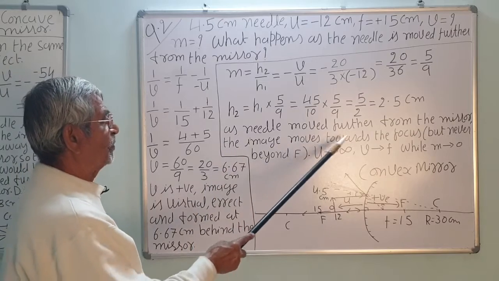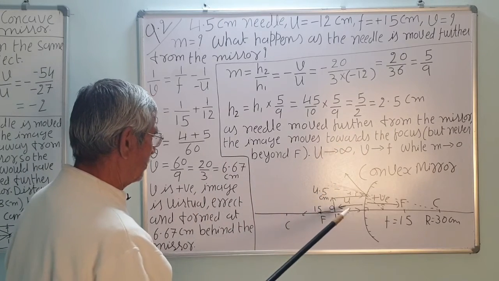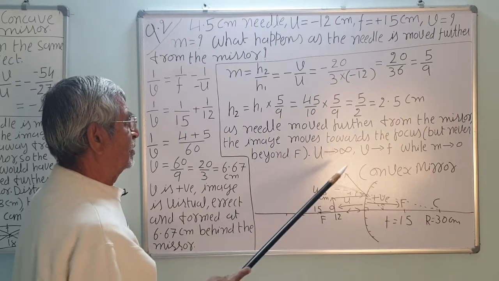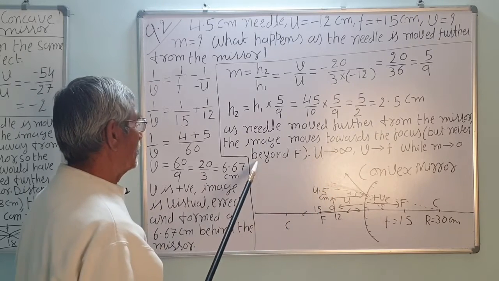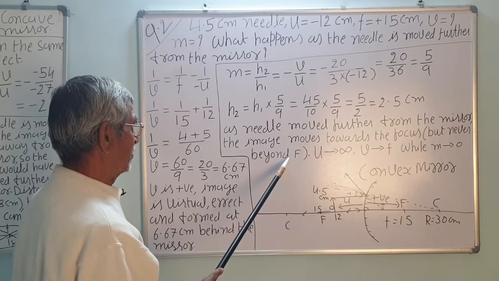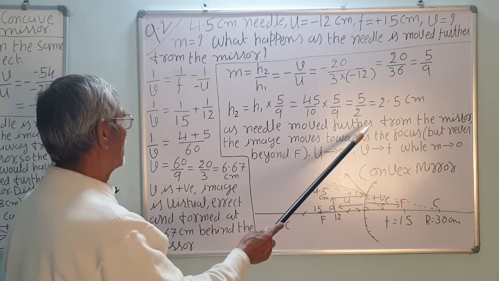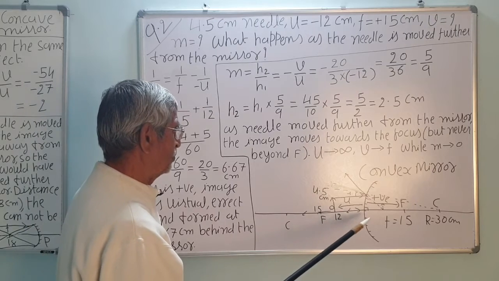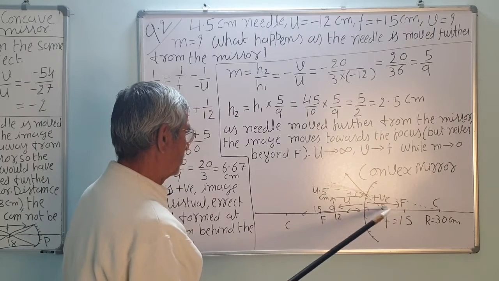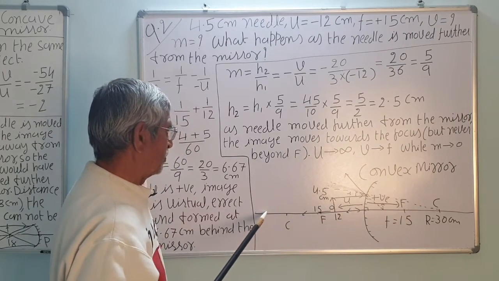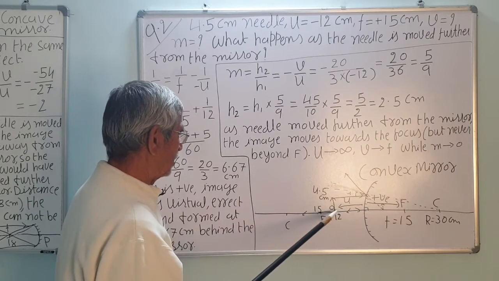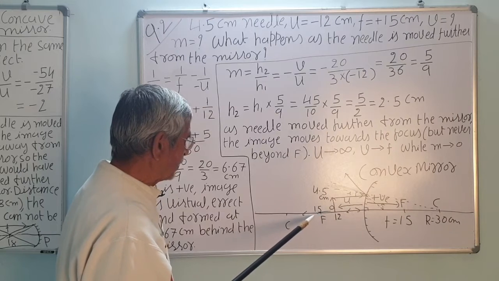As needle moves further from the mirror, now if needle is moved further from the mirror, correct, but not beyond the F, correct. If it moves further from the mirror, the image moves toward the focus. The image will move toward the focus. That is from here to here, not beyond the F.